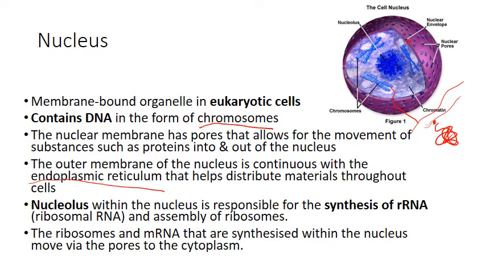The nucleolus is within the nucleus, and that's the site where it makes that rRNA, so ribosomal RNA, to make ribosomes. We are going to be talking about types of RNA and things a bit later as well. So ribosomal RNA and mRNA are synthesized within the nucleus, and then go from there via the pores out into the cytoplasm.